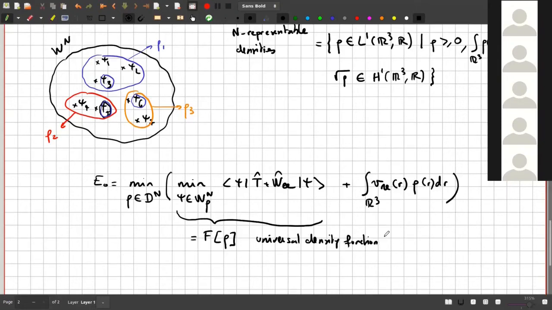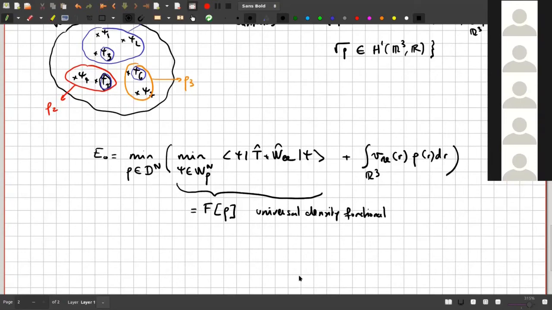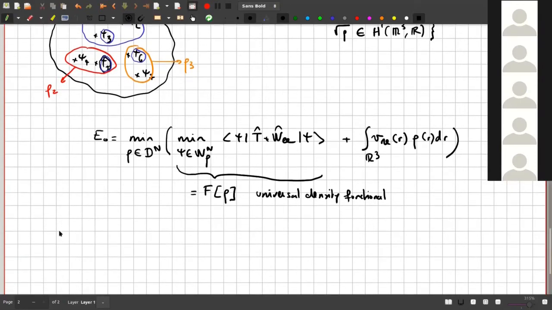functional. It is a universal functional in the sense that it does not depend on VNE. And VNE is the thing that will change from one system to another. But if you keep with electronic systems, T and WEE will always be the same. Okay, so you have a single functional for all electronic systems. And yeah, okay, so let me rewrite the definition.